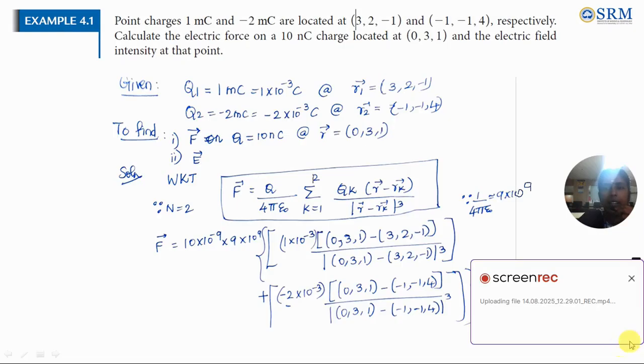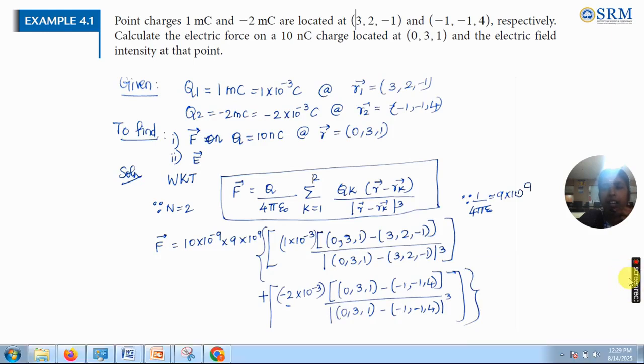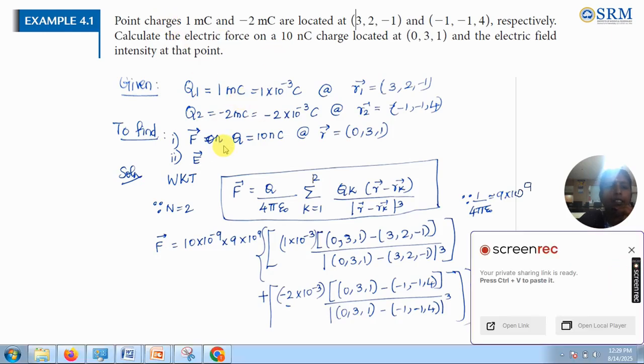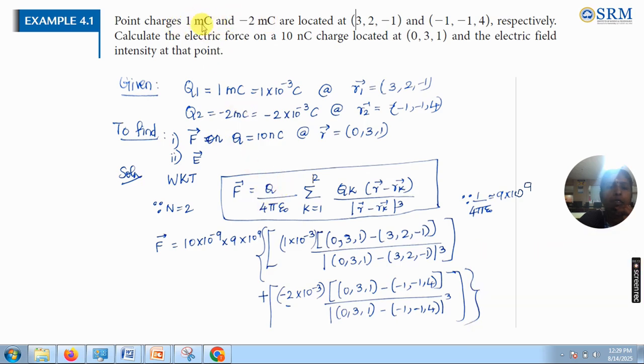Now let us apply the Coulomb's law that we have seen in the previous slide and find the electric force that is acting on a charge due to the presence of two charges. So here in the question, 2 point charges, 1 millicoulomb and minus 2 millicoulomb, are given and they are located at particular locations. We are supposed to find the electric force on the test charge, that is 10 nanocoulomb. Q is equal to 10 nanocoulomb, which is located at r vector equal to (0, 3, 1). We have to find the electric field intensity also.